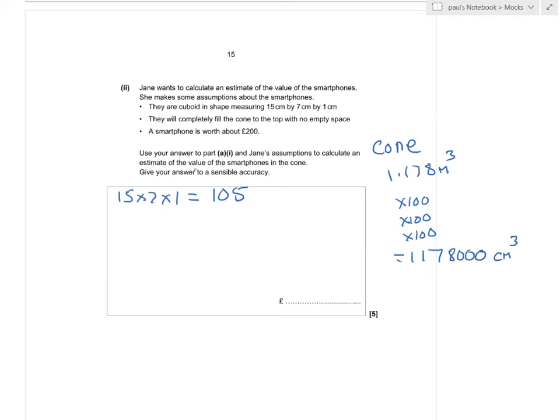Use your answer, James. Calculate an estimate of the value for the smartphones in the case. Now, if we take the size of the cone, 1178000, and divide it by 105, we'll find out how many smartphones. This must be thousands of pounds, yeah? 1178000 divided by 105 is 11219 point something. I'm going to forget the decimal points.